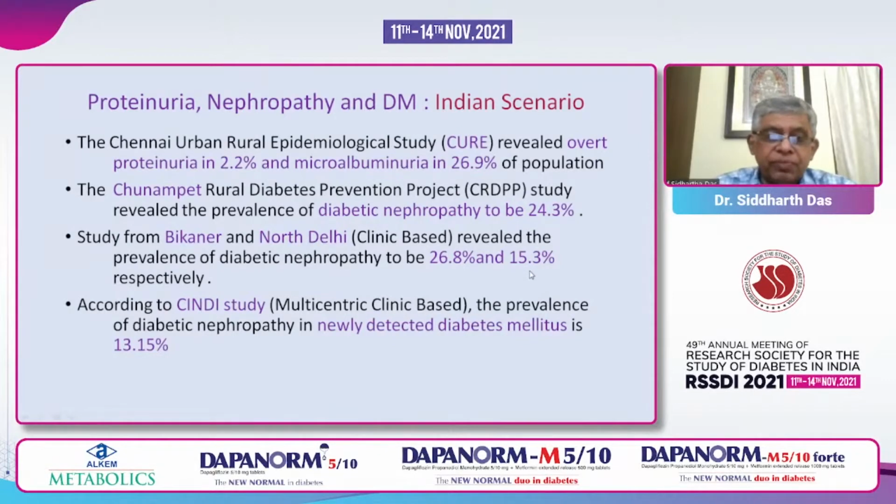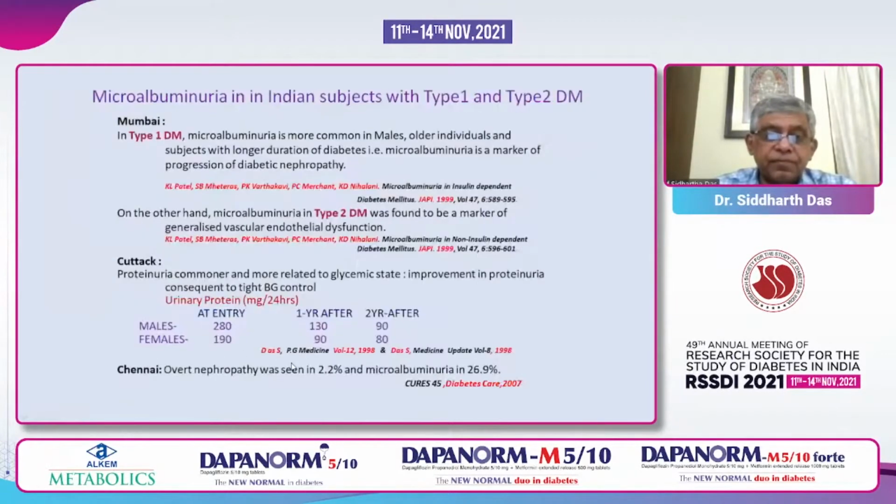and 15.3% respectively. The SENDI study, done by our own colleagues in a multi-center study, found that in newly detected diabetics, the prevalence of microalbuminuria was 13.15%. Now, coming to microalbuminuria in Indian subjects with type 1 and type 2 diabetes, from the Mumbai study it was seen that in type 1 diabetics, microalbuminuria is more common in males, older individuals, and subjects with a longer duration of diabetes. Microalbuminuria was a marker of progressive diabetic nephropathy.